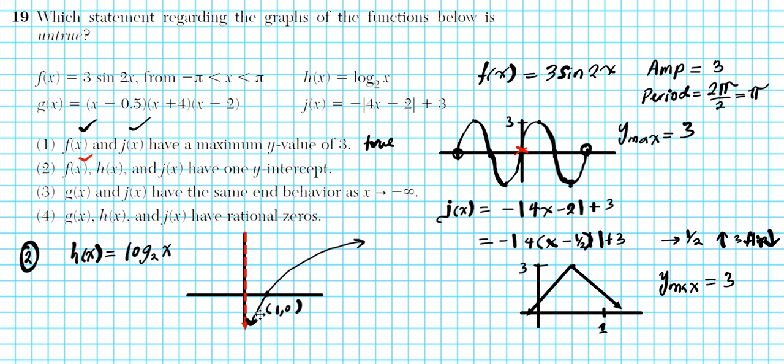Since we have a vertical asymptote here, this function has no y-intercepts. Does that agree with the claim that h of x has one y-intercept? Nope. So this statement is untrue. So that tells us that this is the answer we are looking for.